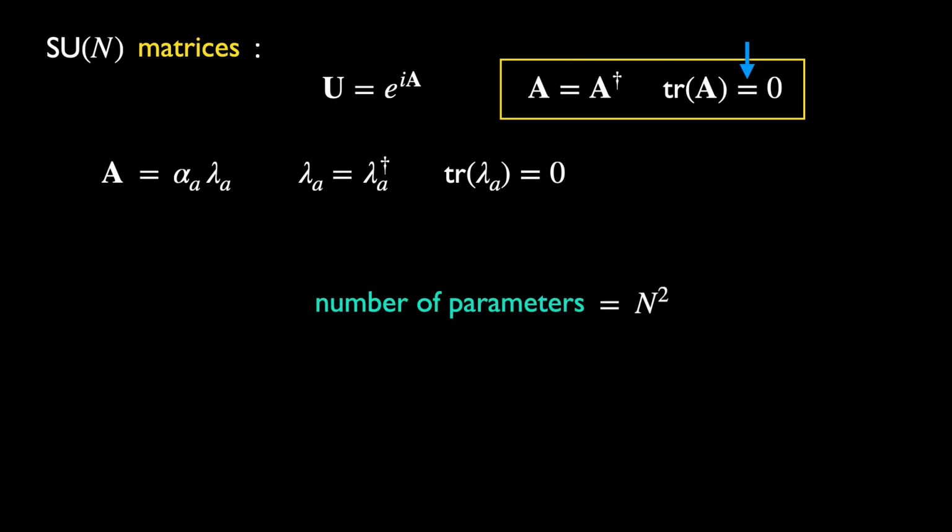Finally, for the traceless condition, this is a real equation since all the diagonal elements of A are real. So we subtract the number of parameters by 1. Thus the group of SU(N) matrices has n squared minus 1 generators, one generator for each parameter.